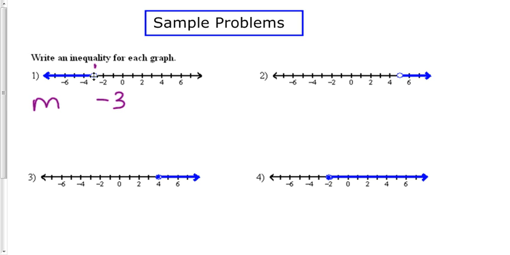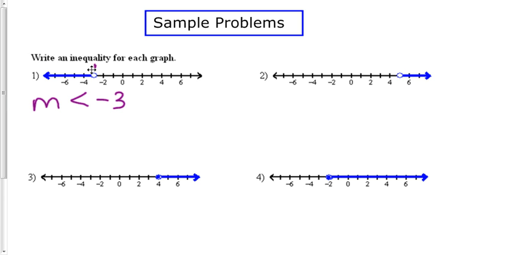I see that I've got an open circle, so I know I'm going to use either the greater than or the less than sign. So I want to say to myself, well, what's the relationship between m, and m is represented by all these numbers over here on the blue line, and -3? Well, all these numbers are less than -3. And again, I don't put the line underneath because it's an open circle.